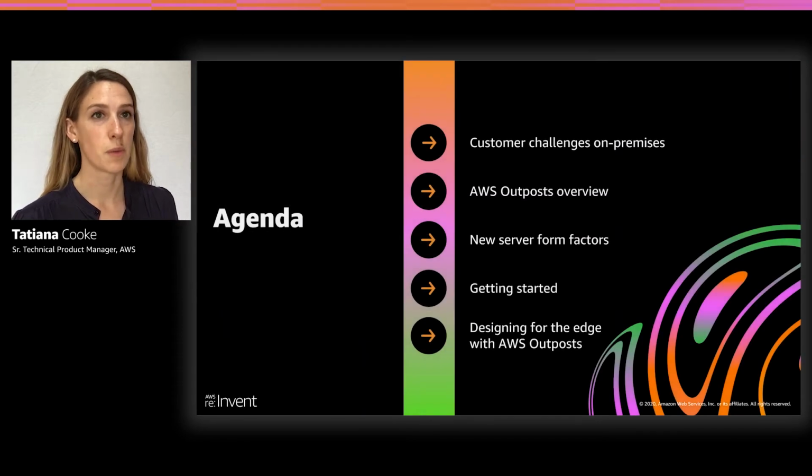As an overview of what we'll discuss today, I'll be covering the challenges that customers say they face managing on-premises infrastructure. I'll describe the AWS Outposts service, which enables a seamless extension of AWS applications to your premises. Then, I'll cover the new server form factors for Outposts that we're pre-announcing now. We'll cover their hardware specifications, how you can get started using the service with these form factors, and design considerations you may want to take into account as you're deploying to the edge.